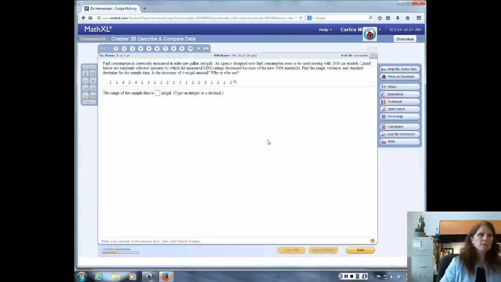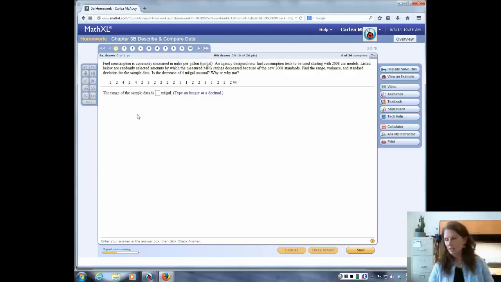This is describing and comparing data. They're asking you to find the range, the variance, and the standard deviation. If you have not done the video for 3A, you may not know how to do this, but if you did the 3A video, you know how to do this already. This is picking up where we last left off. When I wrote these homework assignments, I think I really wanted you to get that down.